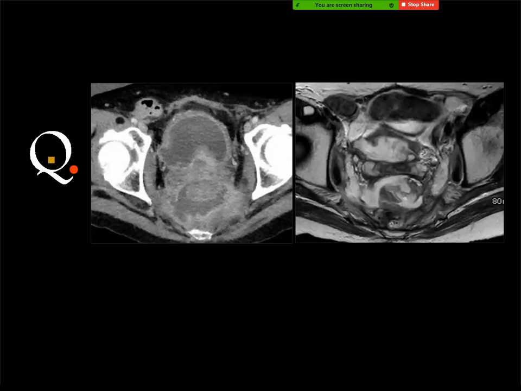Rhabdomyosarcoma. You need the age of the patient because rhabdomyosarcoma is usually seen in young patients, but this is a malignant lesion. What do you think?